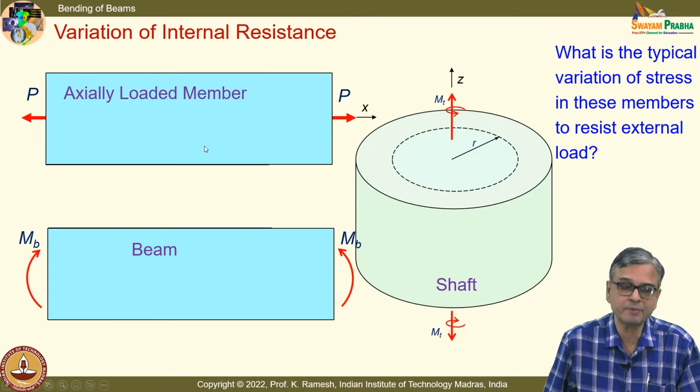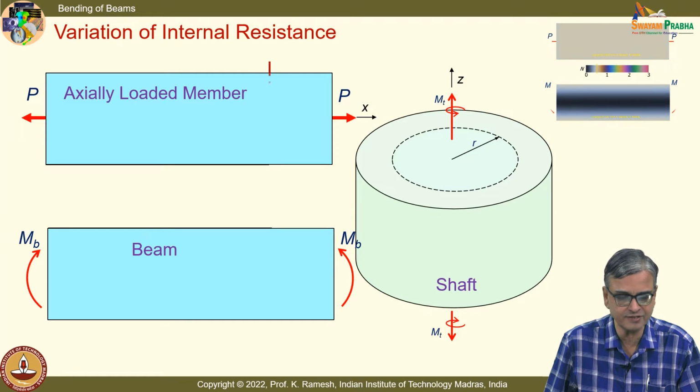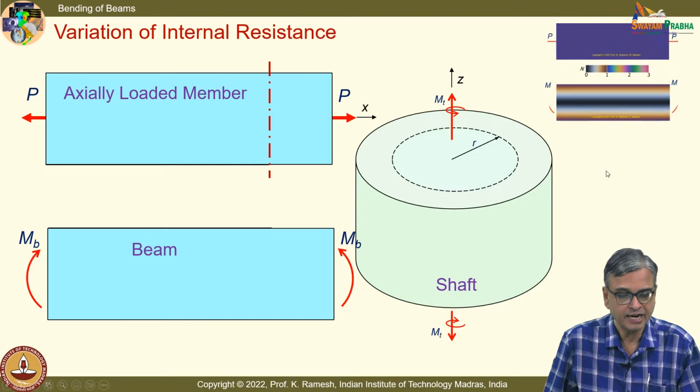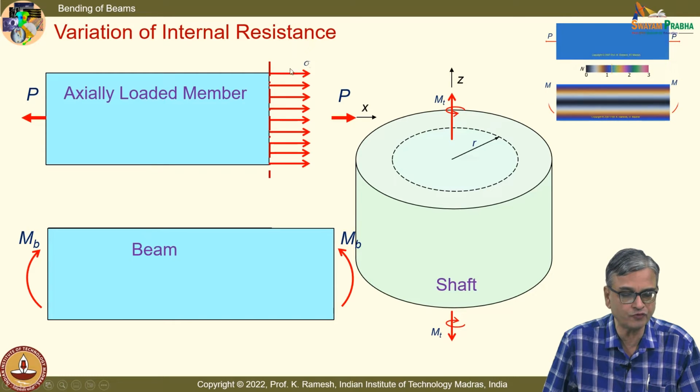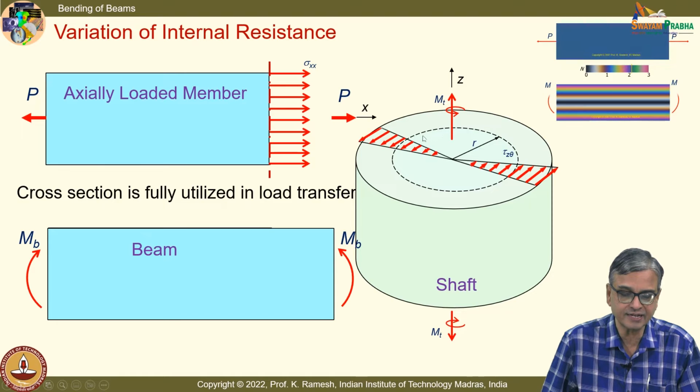in an axially loaded member, in a beam subjected to pure bending, and a shaft subjected to pure torsion. And you know, we have done this based on inference of photoelastic fringes, at least for axial loading and bending. And when you look at it for axial loading, it is uniformly distributed. On the other hand, when I look at it for torsion, this is varying as a triangle. This is the variation of shear stress.